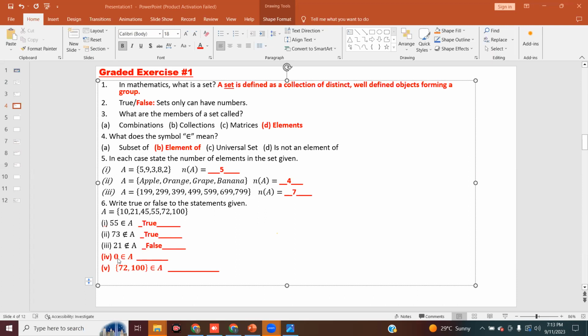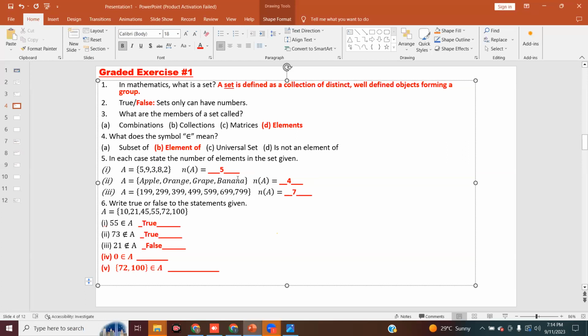I'll put you on the spot. 0 is an element of A. True or false? Justin, 0 is an element of A. True or false? I can't hear from Justin. You know what? Put your answers inside the chat. I want to see what y'all actually put. 0 is an element of A. Is it true or is it false?